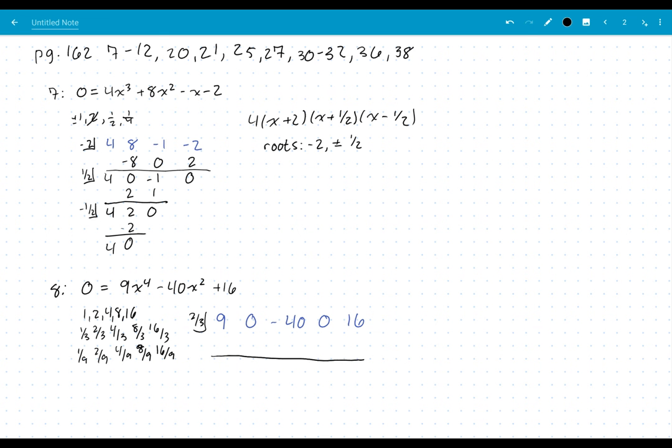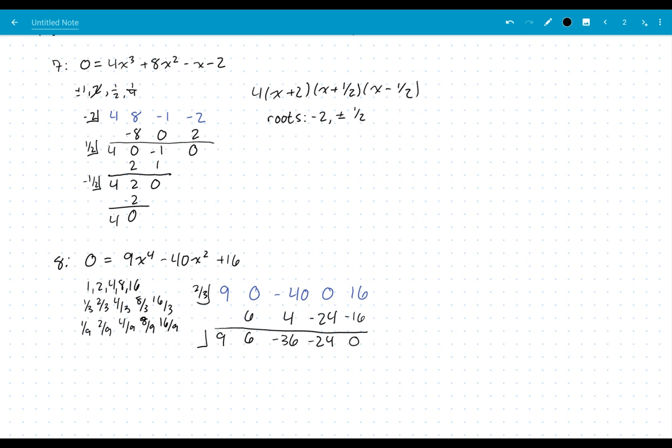All right, so 9 times 2/3 is 6, and then 0 plus 6 is 6. 6 times 2/3 is 4, and then 4 minus 40 is negative 36. Negative 36 times 2/3 is negative 24. 0 minus 24 is negative 24. And then negative 24 times 2/3 is negative 16. All right. And then 16 minus 16 is 0.